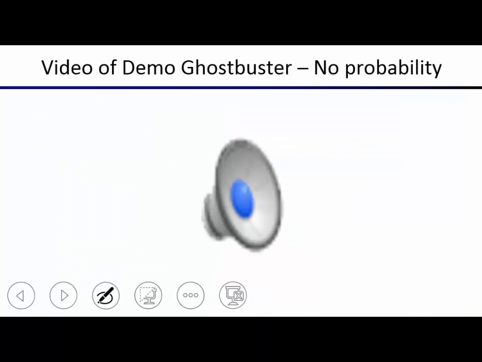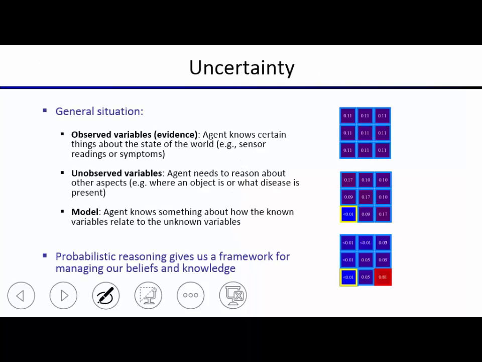Okay, so the thing we're dealing with here is uncertainty. The way we'll deal with uncertainty is by having variables. There are 2 types of variables. Observed variables are the ones that we get to see. For example, once we made a sensory measurement in a certain square, that is an observed variable.